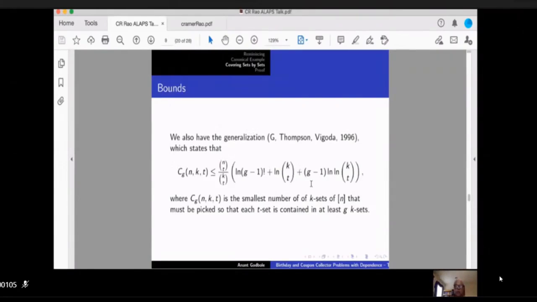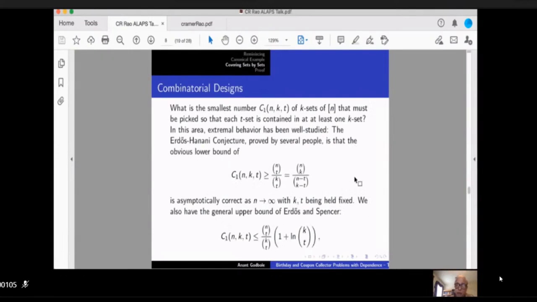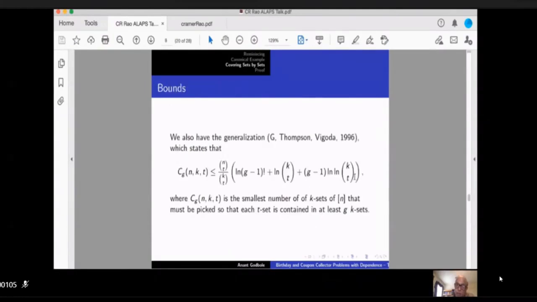Then a couple of students and I got together about 25 years ago and found a result that said that if you want the smallest number of k sets so that each t set is contained in at least g of them, then interesting things happen. You get your n choose t over k choose t. Here's your log of k choose t. But what you actually get is that subsequent coverings need just log of k choose t. Same kind of phenomenon, and that is very interesting. But these results here and on the previous slide are looking at the minimum number of sets that you need. It's not looking at random behavior.